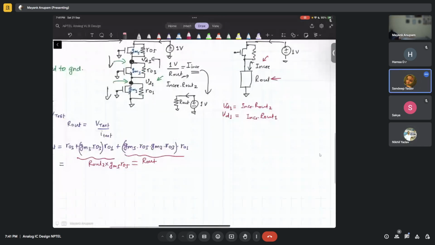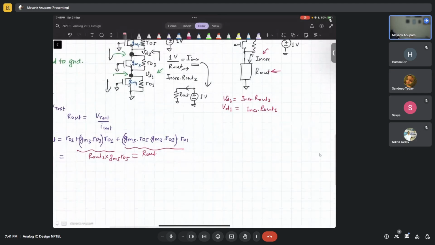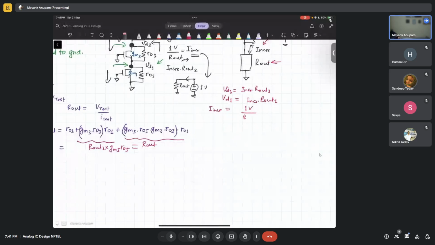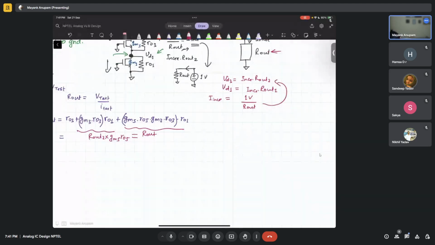Now how much is I incremental, by the way? It is 1 volt upon R out, correct? So if you replace it here, VD3 is equal to 1 volt into R out 2 upon R out.